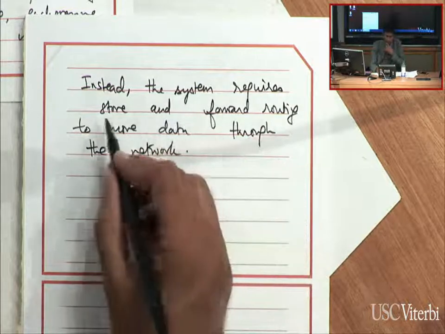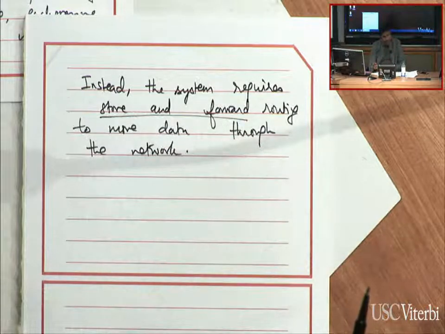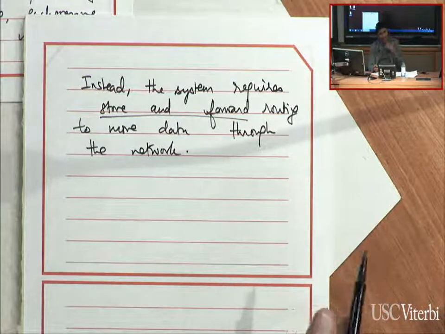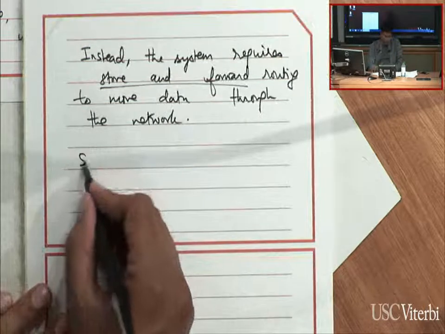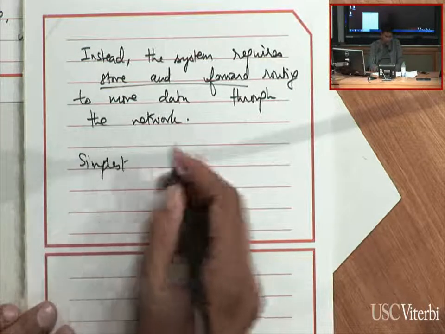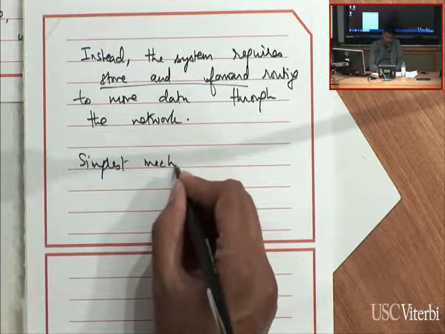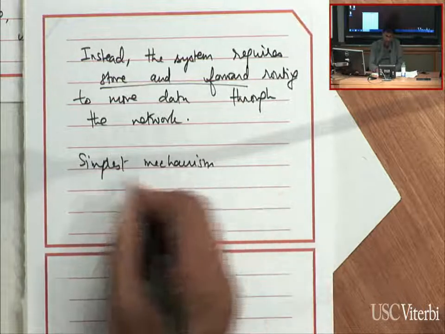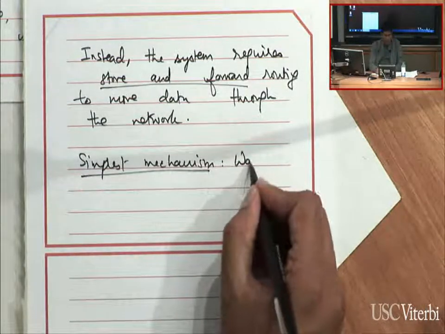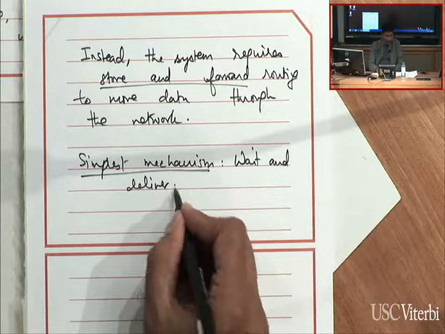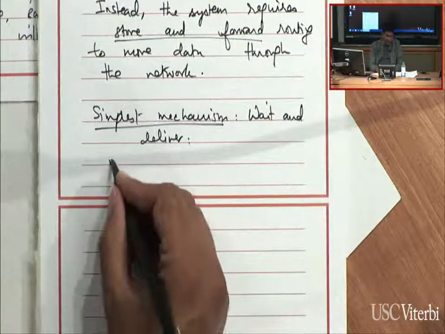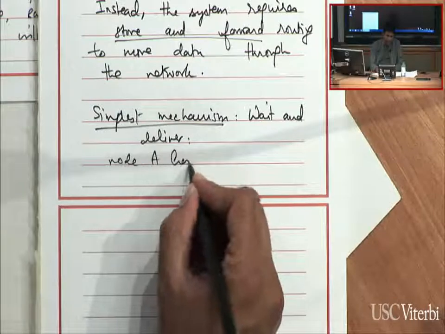The idea of store and forward is nodes might collect pieces of data that are intended for other nodes in the network. They don't forward them right away. They store them. They move them around. When the right opportunity presents itself, then they forward them. So the simplest possible mechanism for such a network is just called wait and deliver. The idea is very simple. Node A has data for node B.